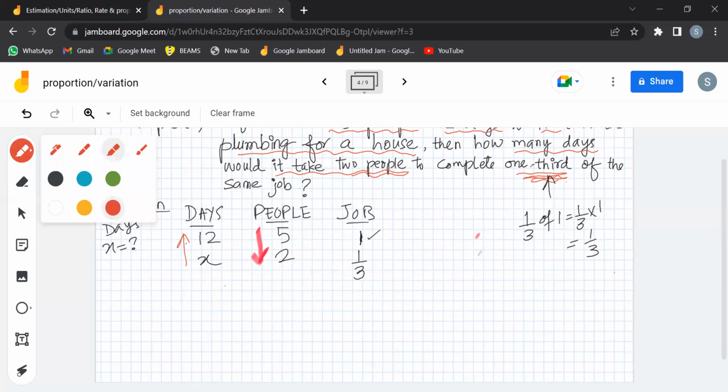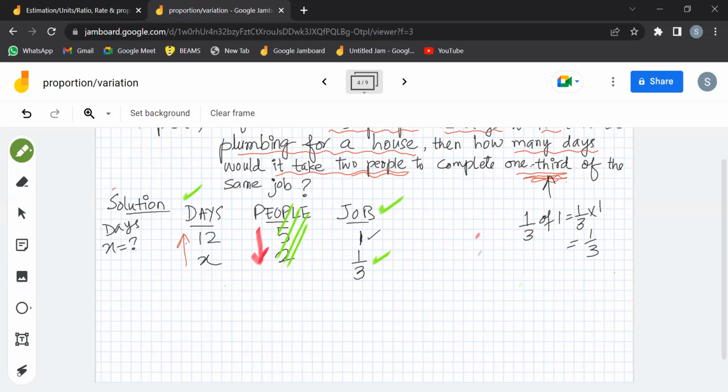Okay, next, just ignore this for a while and compare job and the days. So one job in 12 days, and if we want to complete one job, one plumbing work for a house, we need 12 days. So in order to complete 1/3, obviously we need less days, because it is now 1/3. Previously it was one. For one job, we need 12 days.